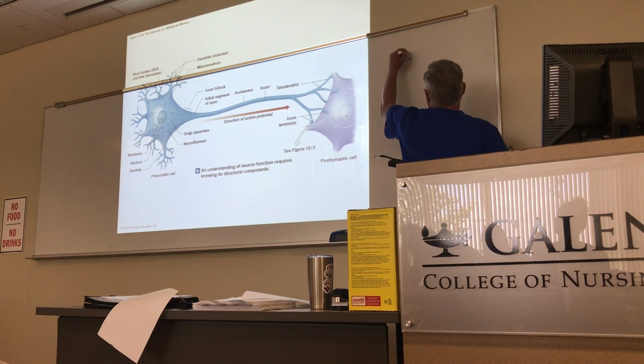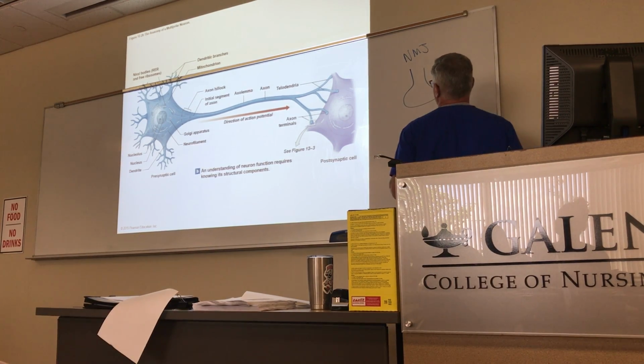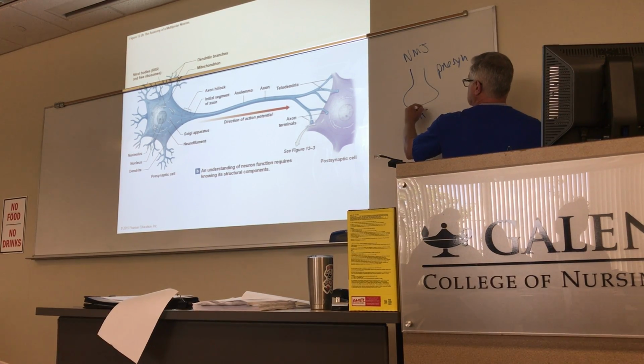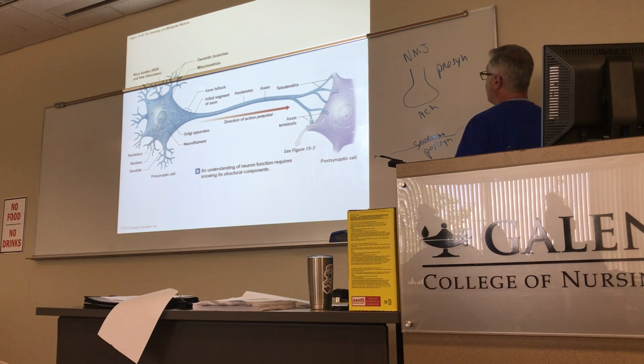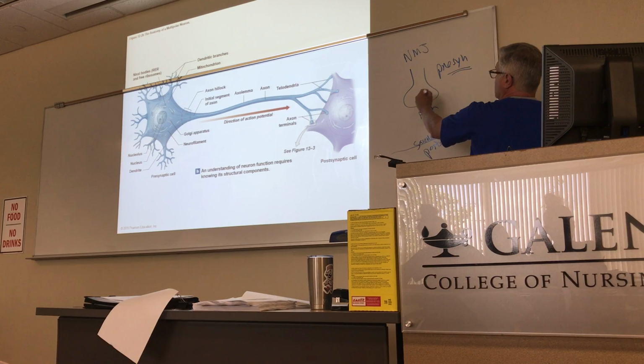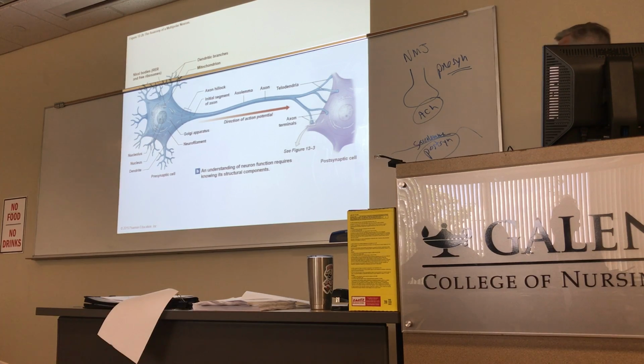So in our neuromuscular junction, we had a presynaptic cell, which was the cell that released acetylcholine, and then our postsynaptic cell was just the muscle cell, was the sarcolemma. Okay? So remember, the presynaptic is what releases the neurotransmitter. The postsynaptic membrane or cell is what has the receptors on it.